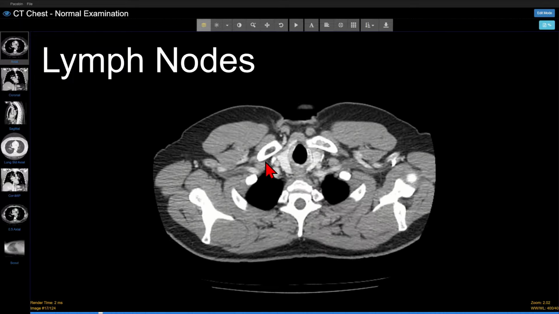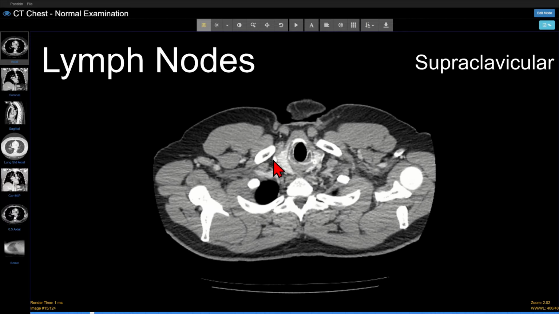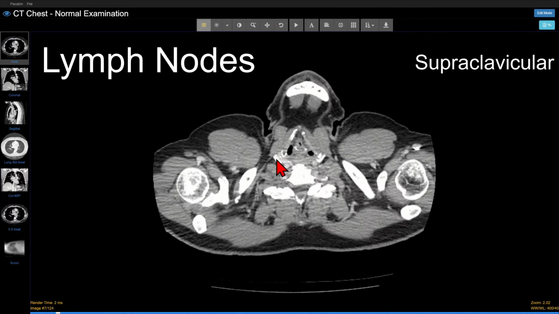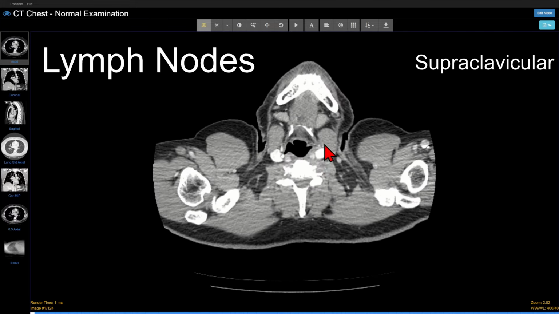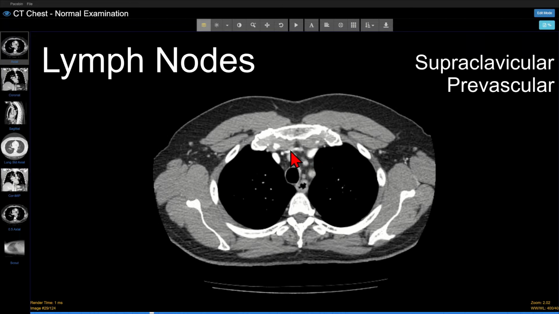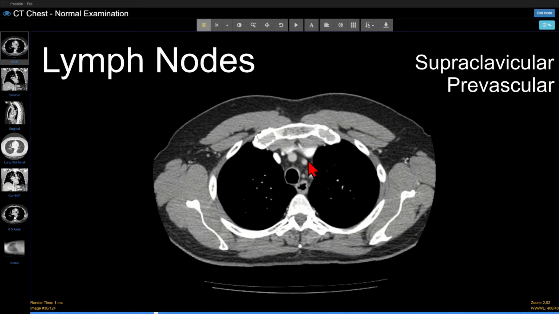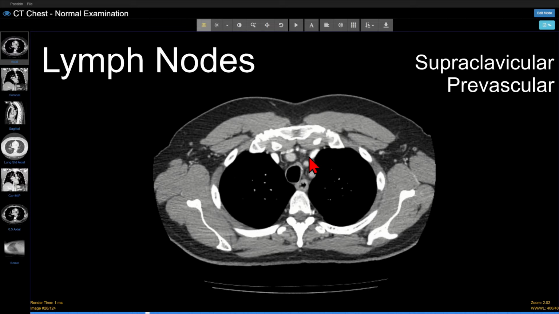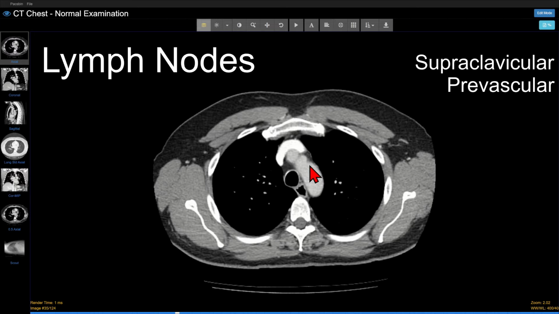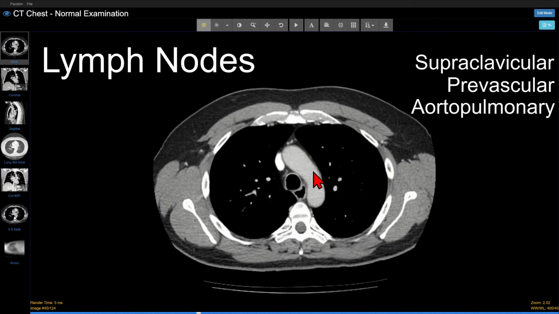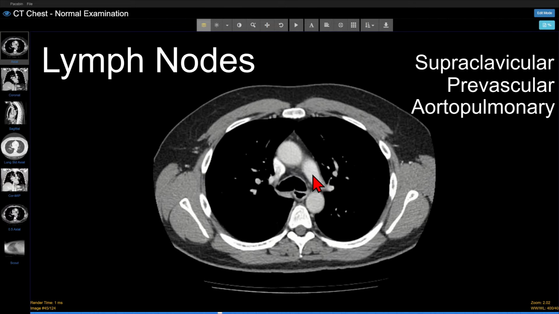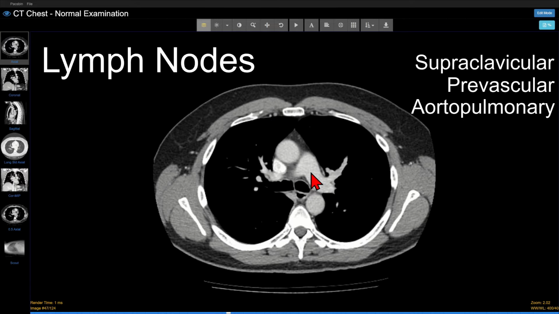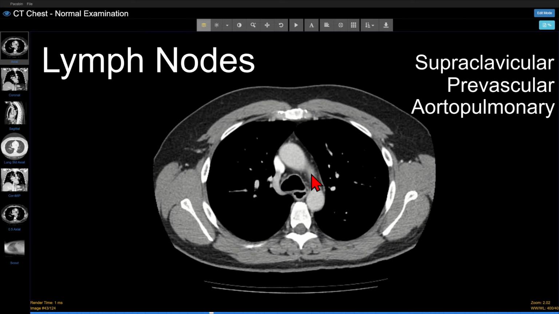So starting with the supraclavicular lymph nodes, as well as the low cervical lymph nodes, which are low in the neck. The prevascular nodes, anterior to the great vessels here. The aortopulmonary zone, or AP window, which is just inferior to the aorta and above the pulmonary artery, hence A for aorta, P for pulmonary artery window. This space here.